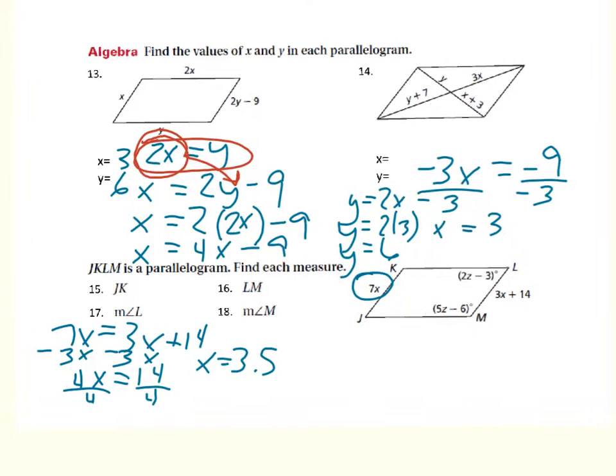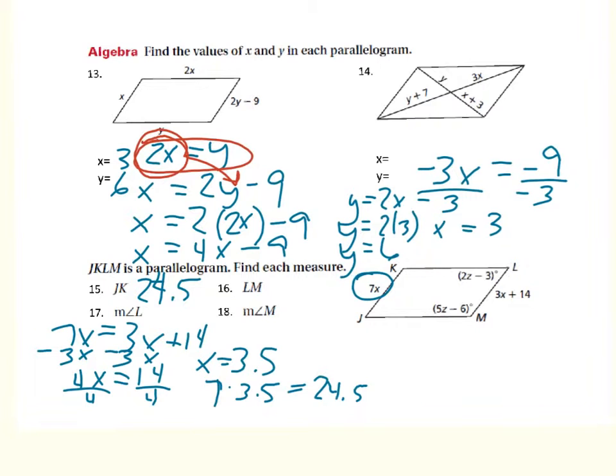However, I have to find each measure. And that means I have to do 7 times 3.5 to get the actual measurement. And 7 times 3.5 is 24.5. So I know JK is 24.5.